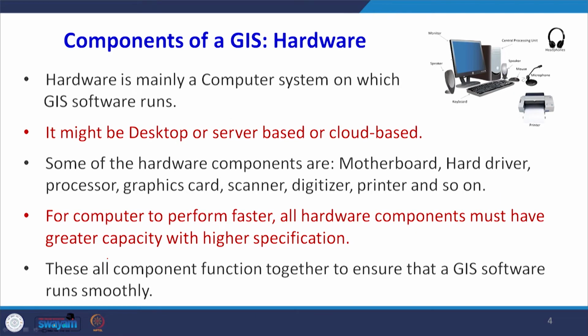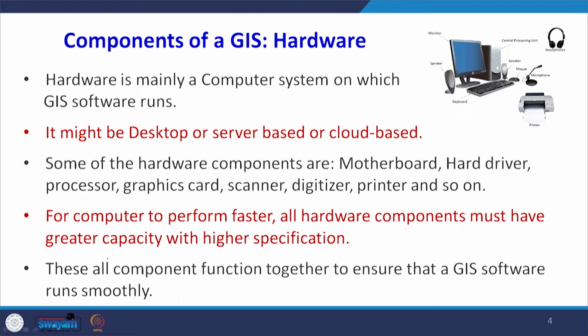Now let's see one by one these components and their utility. The first component was the hardware part. This is mainly a high-speed computer system, a high-speed graphical computer system on which the software will run. It might be a workstation, a desktop, or a server-based or cloud-based system. The latest is cloud-based, because if we cannot procure a very costly workstation system, then we can take the services of a cloud-based system where we can process the data.